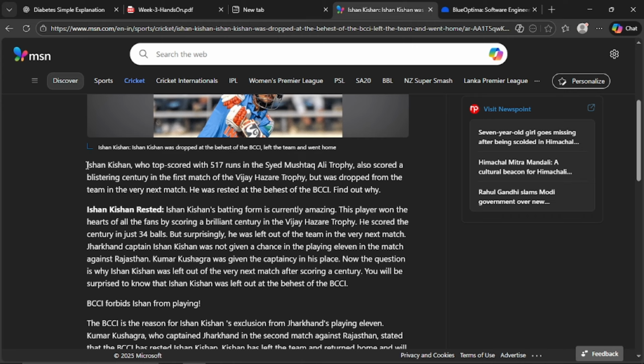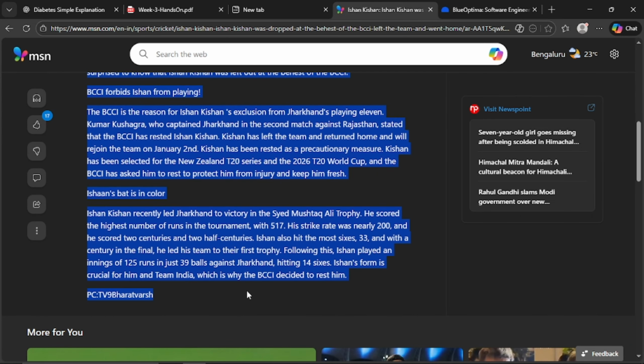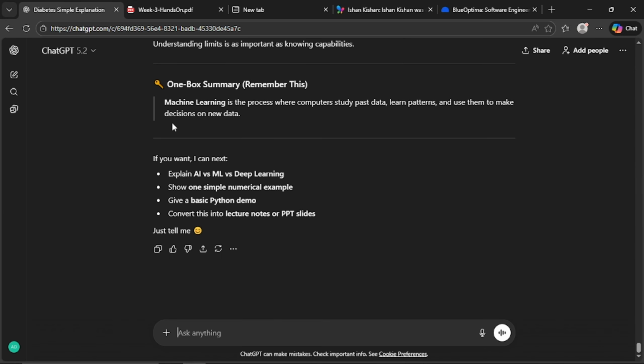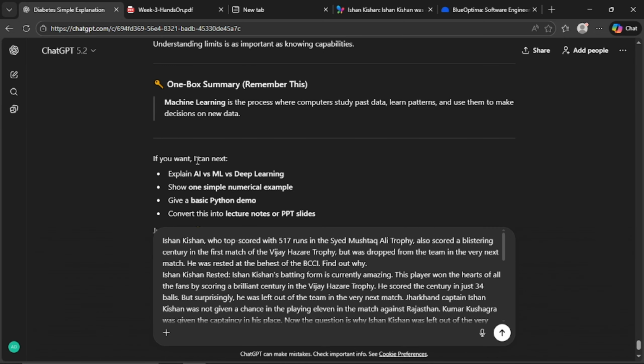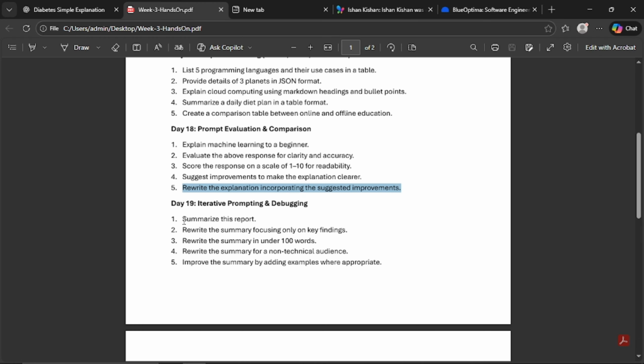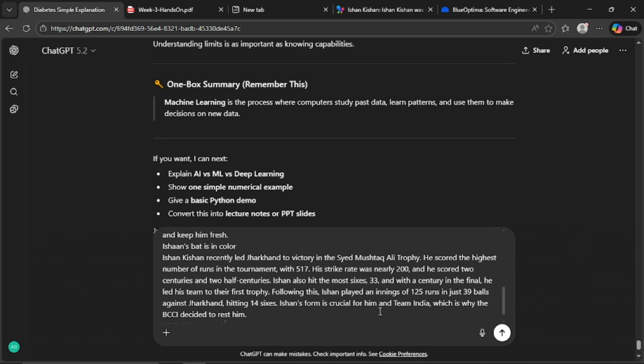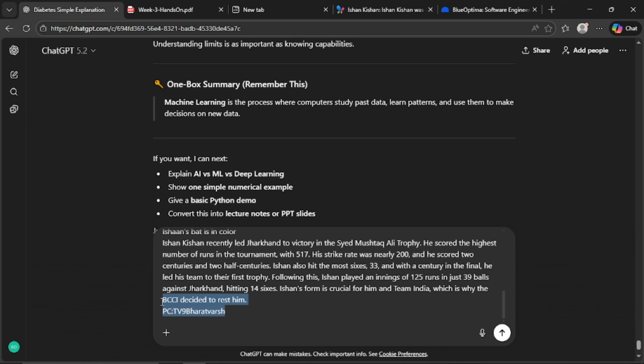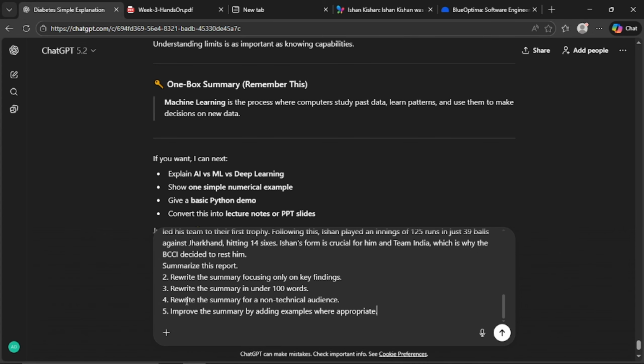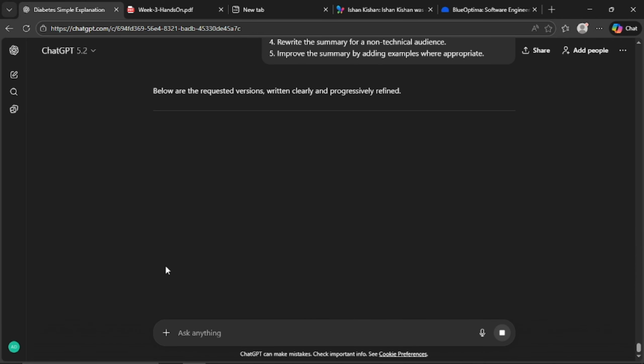and we will completely copy it. Okay, and we'll paste it. Now we'll tell ChatGPT to do all of it together. It will do it. So why waste time giving one after the other? We'll paste all our prompts here itself and then we'll hit enter. Let us see how ChatGPT reacts.